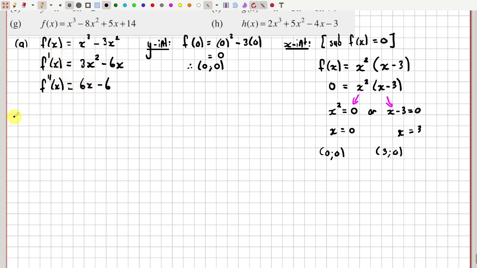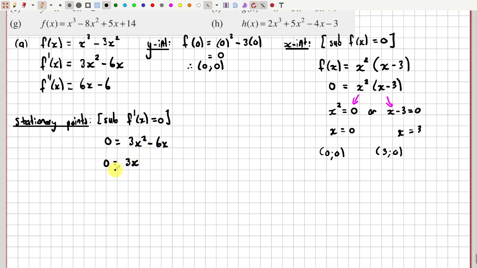To get our stationary points, we always sub the derivative equal to 0. That will give us our stationary points. We get 0 is equal to 3x to the power of 2 minus 6x. I would divide straight through with 3 in this case. Some of you prefer to take out 3 as a common factor along with x. I've got no issue with that. It doesn't matter. And we are left with x minus 2.